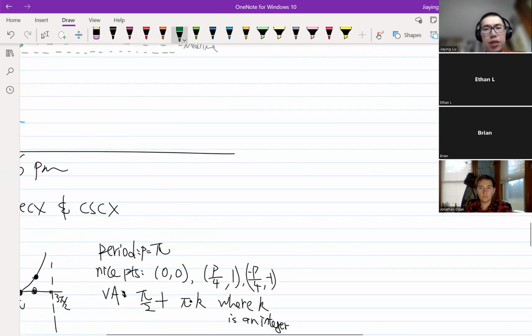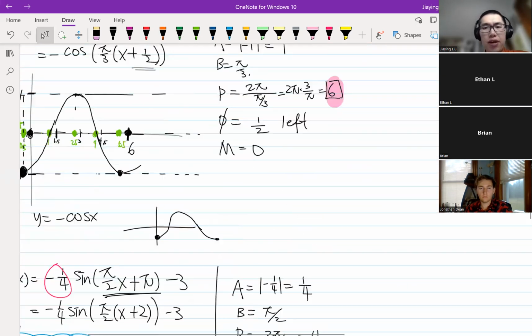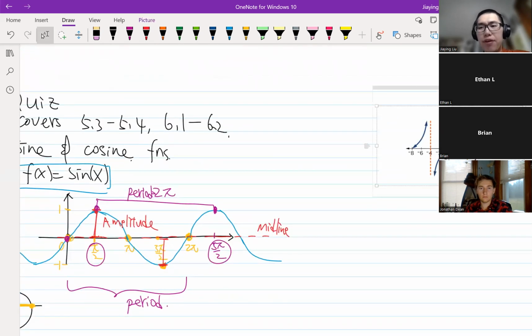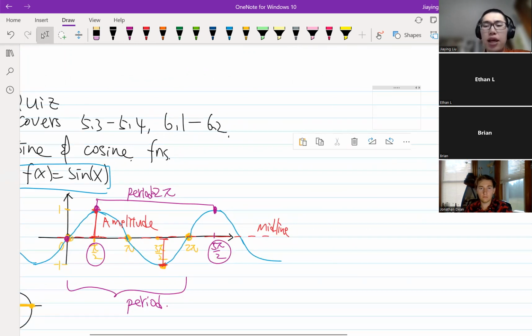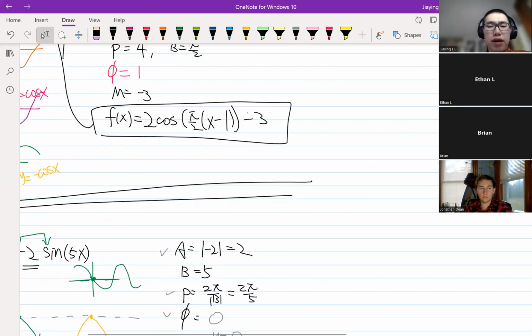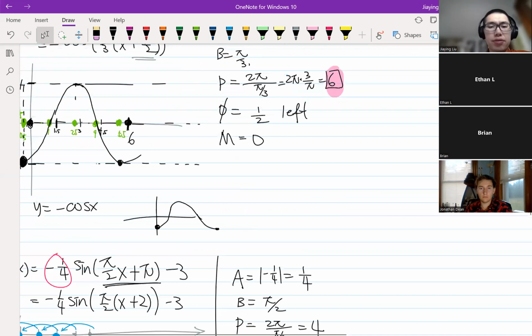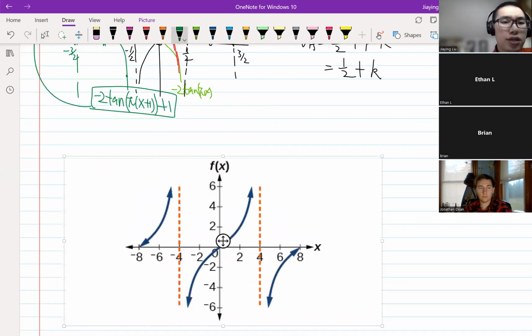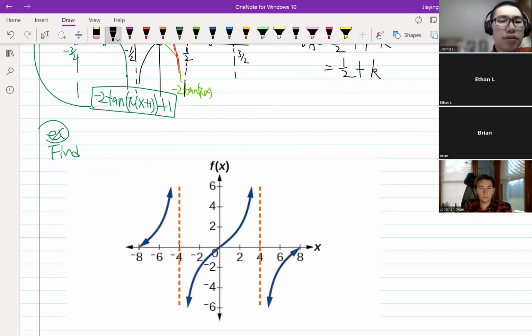Where was it? So here's a graph. Okay, so here's a graph of tangent. And we're going to find a function for this graph. So find a function, a formula for this function.